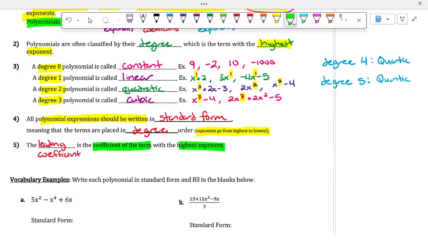Right here, the highest exponent is squared. What's in front of the x squared? Nothing. But remember, if there's nothing in front of it, it's not 0. It's 1. So the leading coefficient is 1.